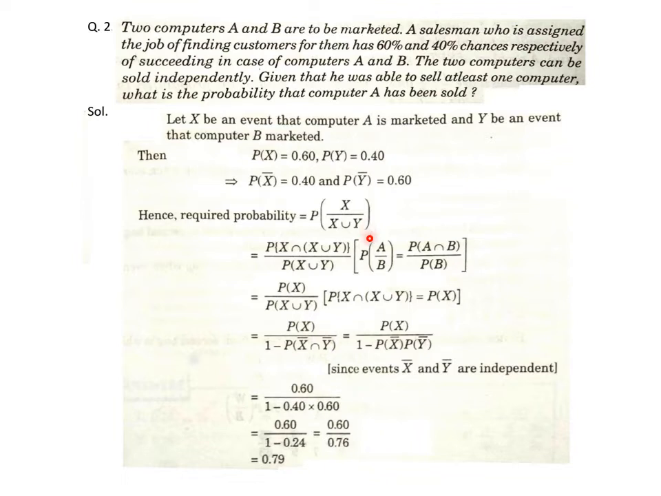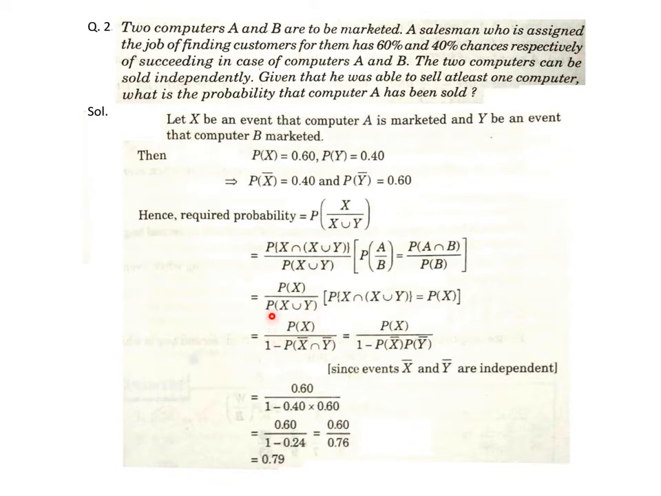So P(X upon X union Y) is the required probability, and we have the formula P(A upon B) is P(A intersection B) upon P(B), so the numerator becomes P(A intersection B). A is given as X and B as X union Y. So A intersection B means X intersection (X union Y), upon P(B), meaning P(X union Y). The numerator, X intersection (X union Y), as per simple set theory, is the event equal to X. That's why the numerator equals P(X), that is the probability of X, upon P(X union Y).